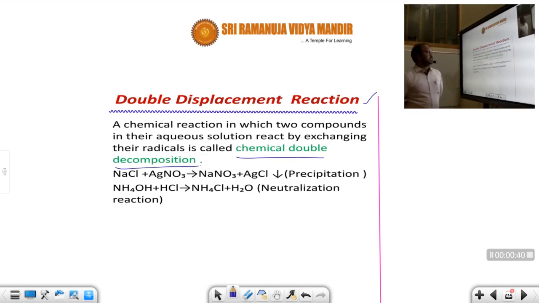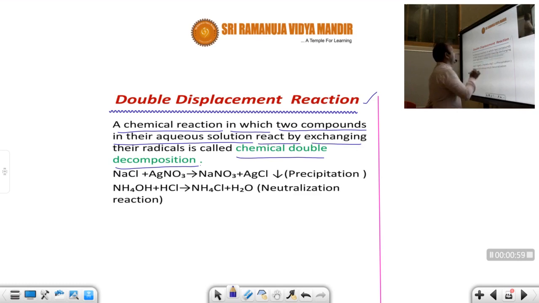What is a chemical double decomposition or double displacement reaction? Generally, it is a chemical reaction in which two compounds in their aqueous solutions react by exchanging their radicals. Aqueous solution means the salt which can be dissolved in water. What is the definition? It is a chemical reaction in which two compounds in their aqueous solution react by exchanging their radicals.